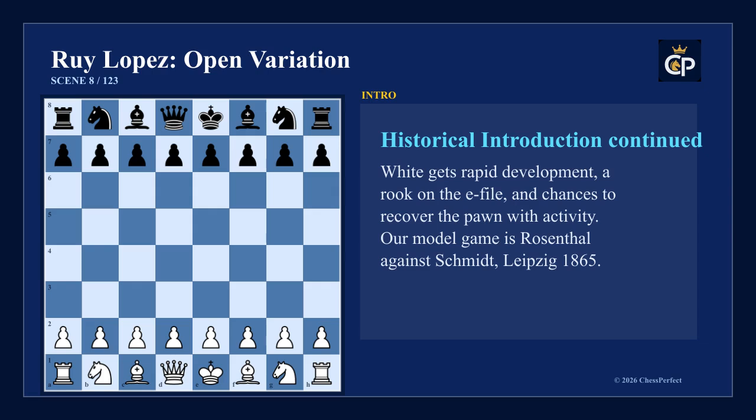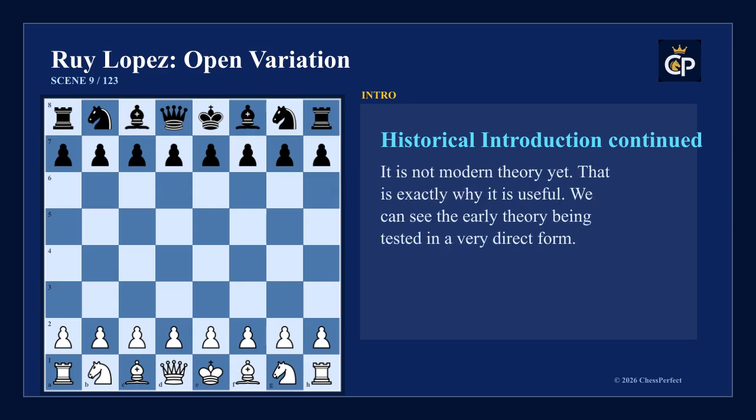Our model game is Rosenthal against Schmidt, Leipzig 1865. It is not modern theory yet. That is exactly why it is useful. We can see the early theory being tested in a very direct form.